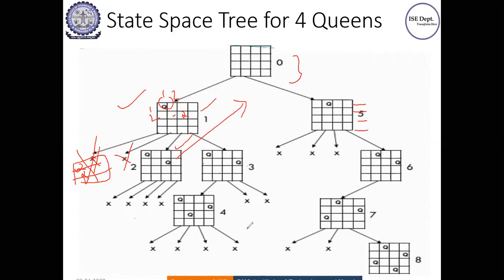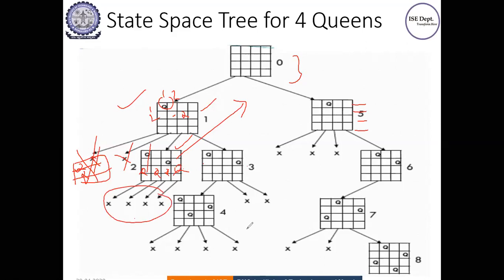Okay, with this one, I cannot place q3 here because it is in the same column, so it is not possible. I cannot write q3 here because it is diagonal, so it is not acceptable. I cannot write q3 here because it is in the same column. I cannot write q here because it is in the diagonal. So all these are dead ends.